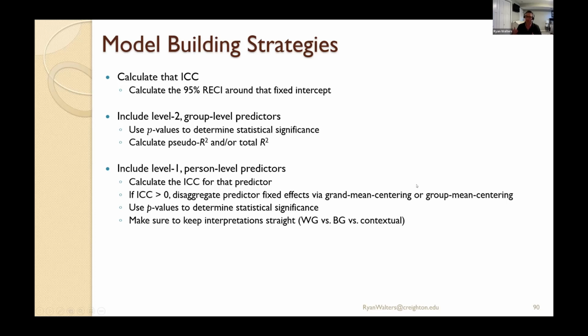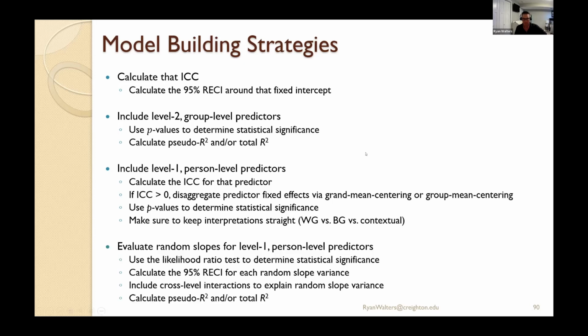Because these predictive variables have fixed effects, we're going to assess statistical significance using p-values. Just make sure you keep your interpretation straight, right? You have to understand what's within group. You have to understand what's between group. You have to understand what's contextual. You have to understand what you include at level 1 dictates whether your level 2 state mean predictor is between group or contextual. So there's going to take some practice with that. There's no doubt about it.